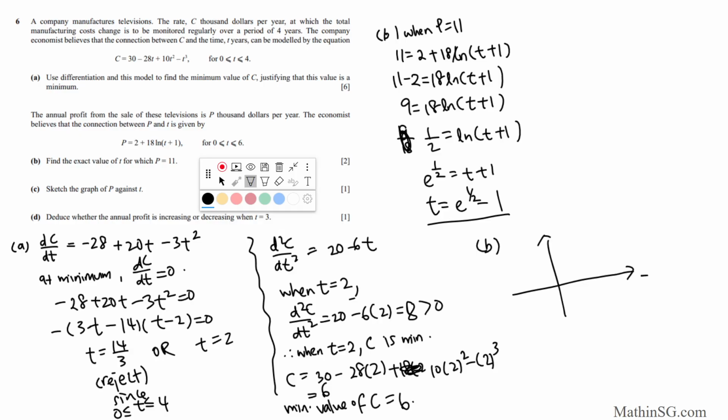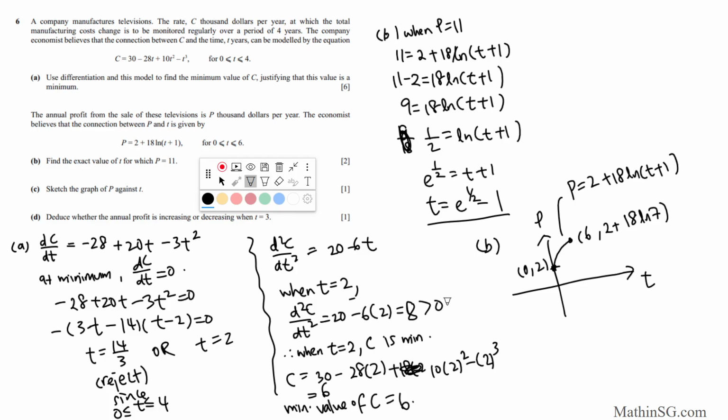So here is t, here is p. The curve looks something like this. And I'm going to put this as a closed circle because it's inclusive. Here is (0, 2), and here is (6, 2 + 18 ln 7). Just sub in t equals 6, okay? So let's label the curve p equals 2 + 18 ln(t + 1).